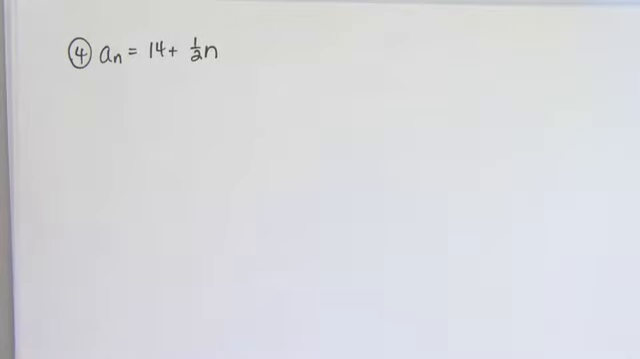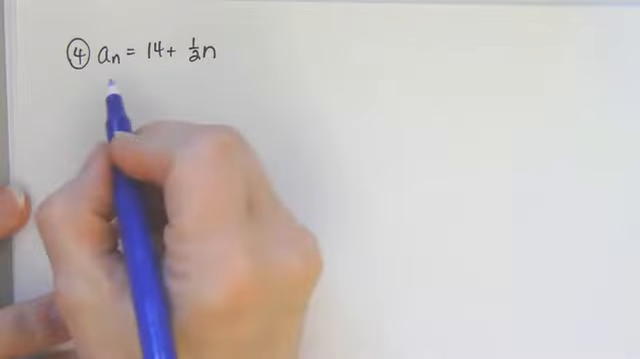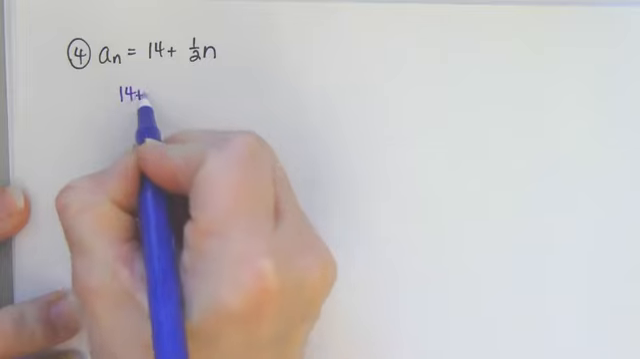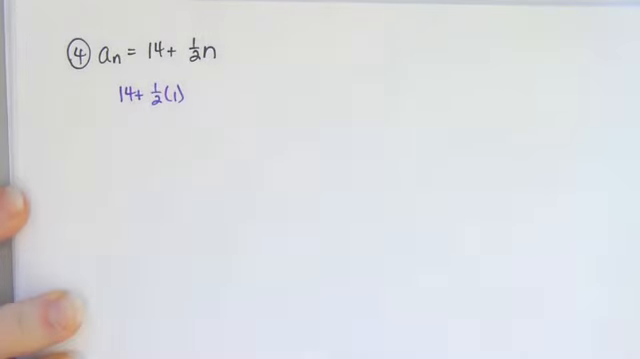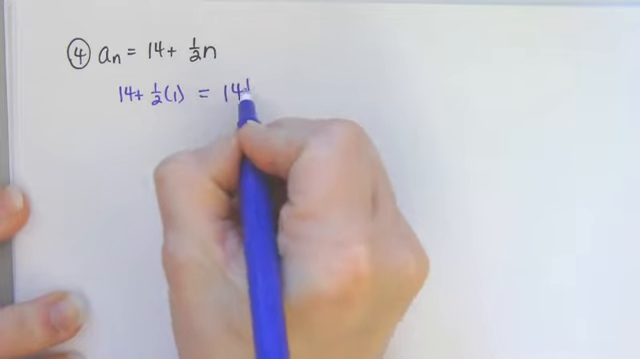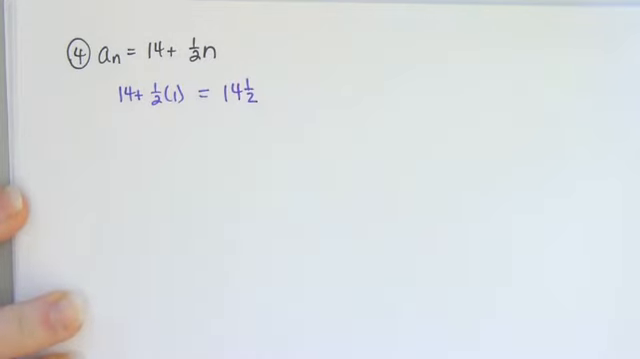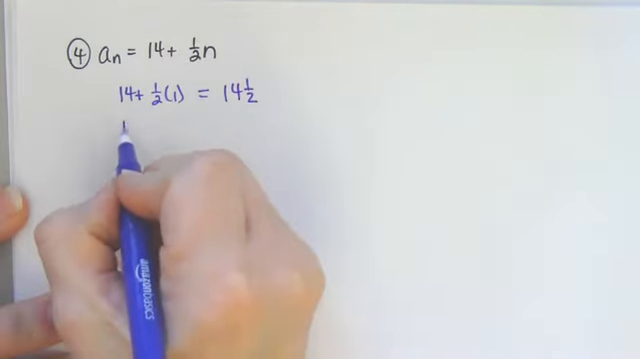All right, here we go. We're not always going to have nice numbers to work with. So, take a second, see if you can figure out what this is. So again, we're going to plug in 1 first. So 14 plus 1/2 gives us 14.5. And you could change that to an improper fraction. This is fine for now.